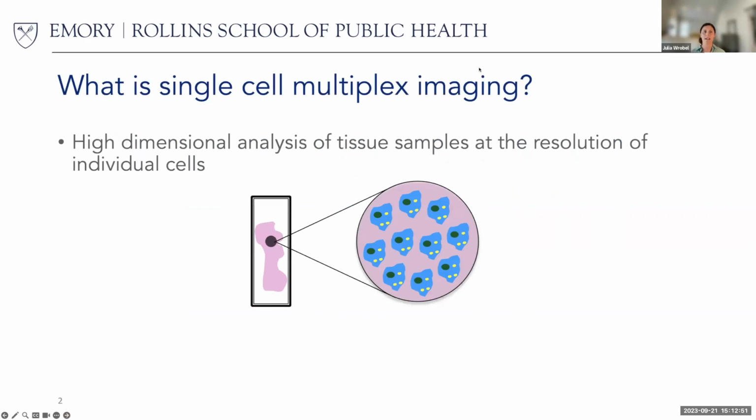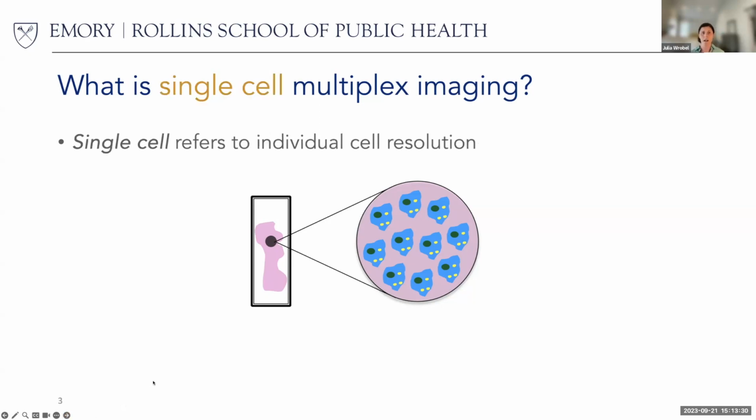First off, what is single cell multiplex imaging data? I've got a cartoon of that here, but essentially it's high or medium dimensional analysis of tissue samples at the resolution of individual cells. You take a slide, that's what this cartoon is showing. You take a piece of tissue, you put it on the slide, and then you image pieces of that tissue. Usually circled, they're called regions of interest or ROIs. Then within that region of interest, you're able to see individual cells within the image. So these little blue blobs represent cells that are in the image.